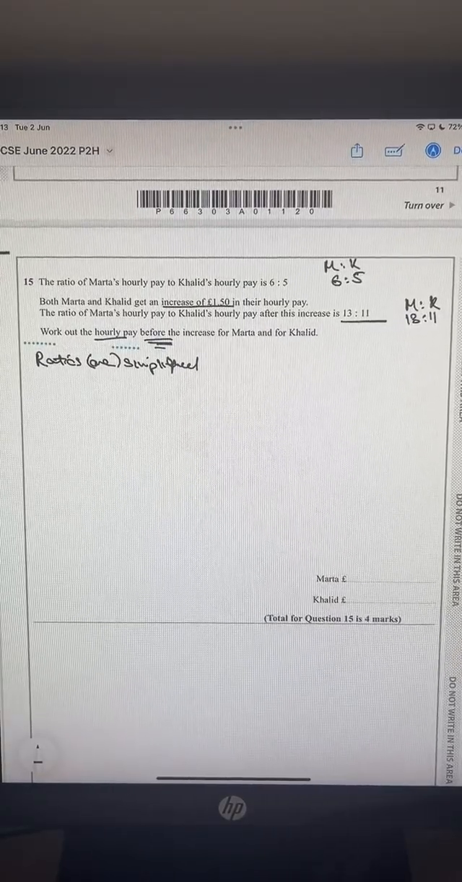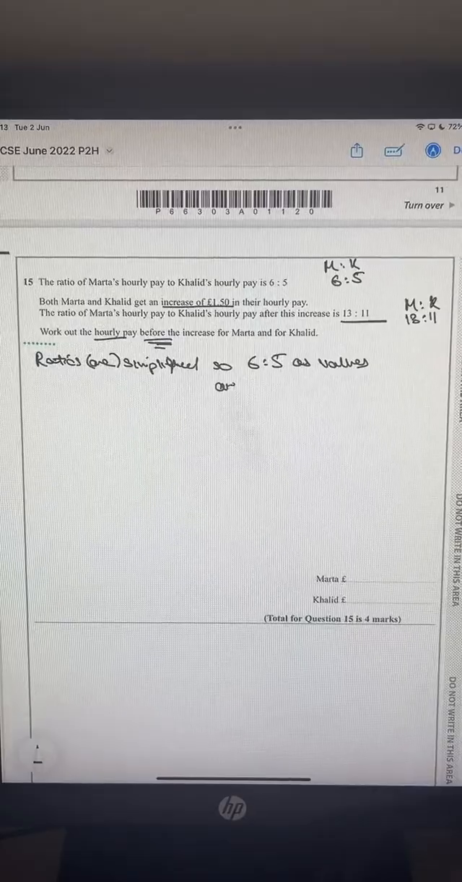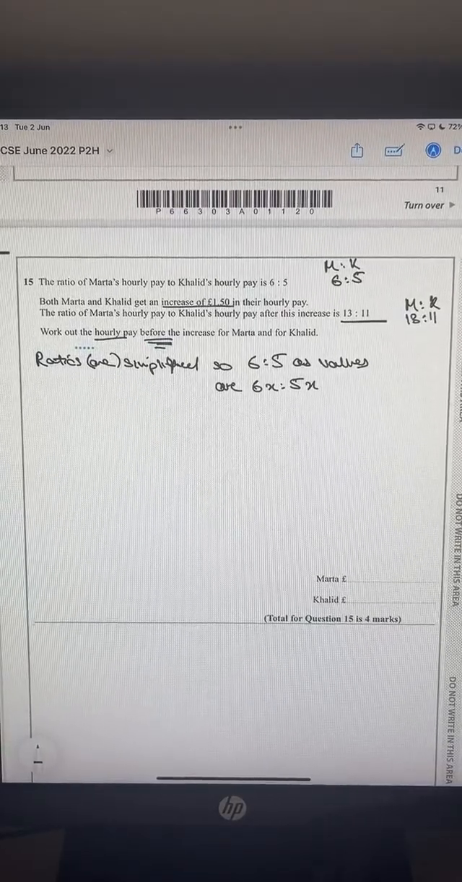So ratios can be simplified. So 6 to 5 as values are 6x to 5x. Because remember, when you have a ratio, you simplify.